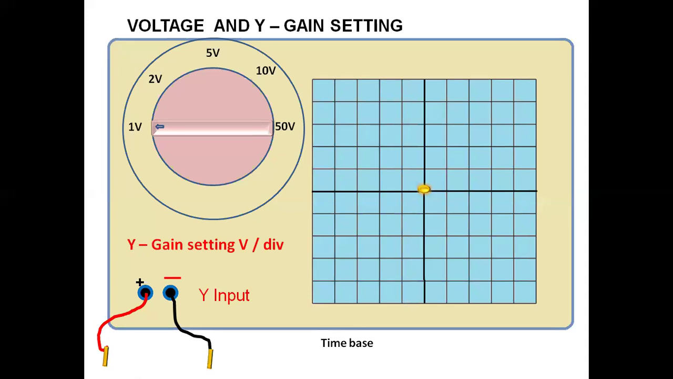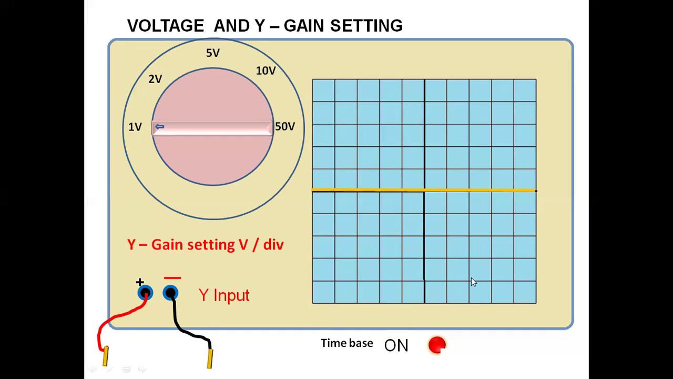So first we will start with voltage and Y gain setting. How to measure the voltage and what will happen to the trace when the voltage setting is changed. Right now nothing is connected to the Y and X plates, so the spot is appearing in the middle, but I want to see the line. So what should I do? Oh, I forgot to turn the time base on. When the time base is on, the spot changes into a horizontal line. It means the beam sweeps horizontally, and the horizontal line appears in the middle because the X and Y plates have no connection.